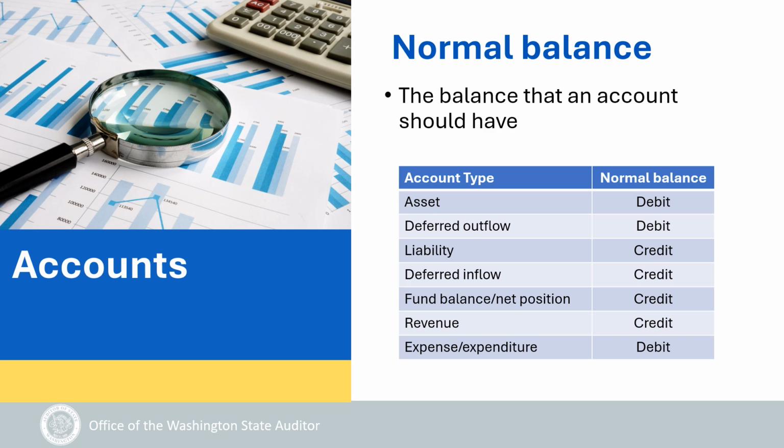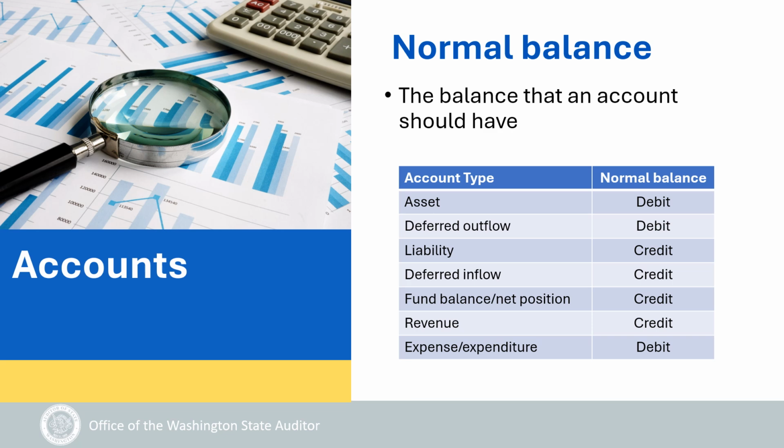Now that we've covered all the account types, let's take a look at their normal balance, which is the balance an account should have. What I mean by that is an asset account should have a debit balance. That means if you debit the asset, it increases. On the other hand, a liability account has a normal credit balance. So if you credit a liability account, it will increase it.